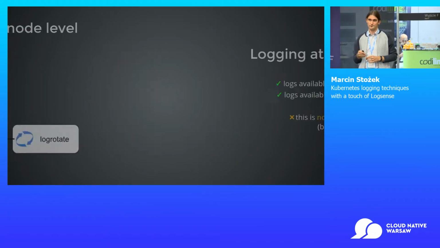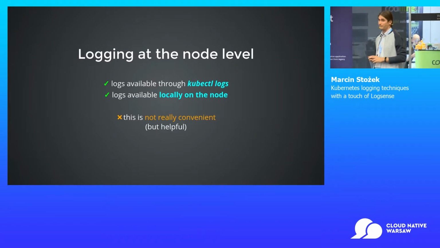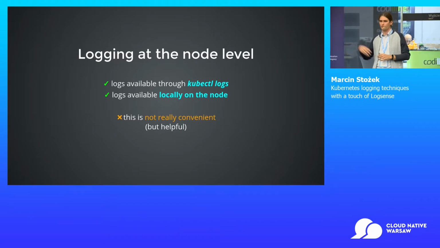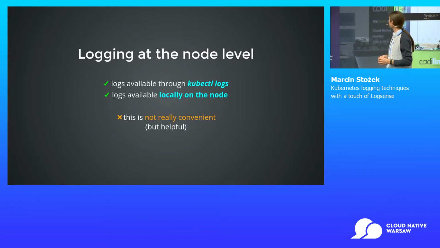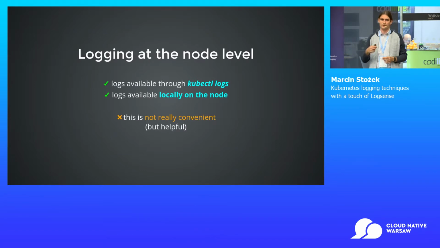This is convenient, right? For a couple of pods, but not really convenient if we have multiple. We can use the kubectl logs command, which is nice, right? We just run kubectl logs, show me logs from the pod, and we see everything. And also those logs are available on the node itself. So again, we can use SSH to log into the node and see what was happening if kubectl logs does not work.